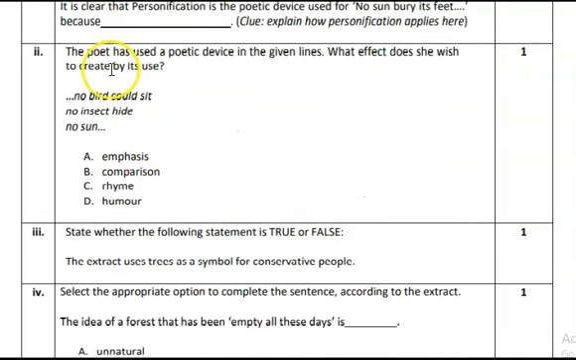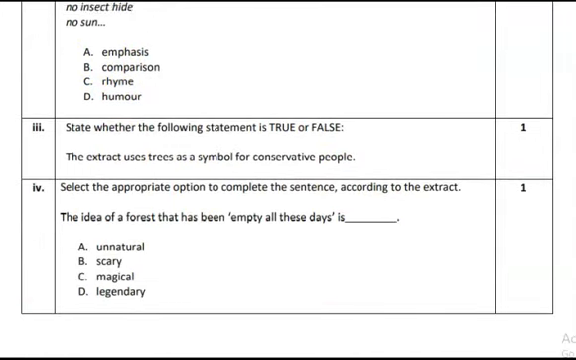Now, look at question number 2. The poet has used a poetic device in the given lines. What effect does she wish to create by its use? No bird could sit, no insect hide, no sun. So here the word no, no, no. Whenever a word is repeated, always remember it is emphasis. So here it is emphasis. So these questions are not easier, of course.